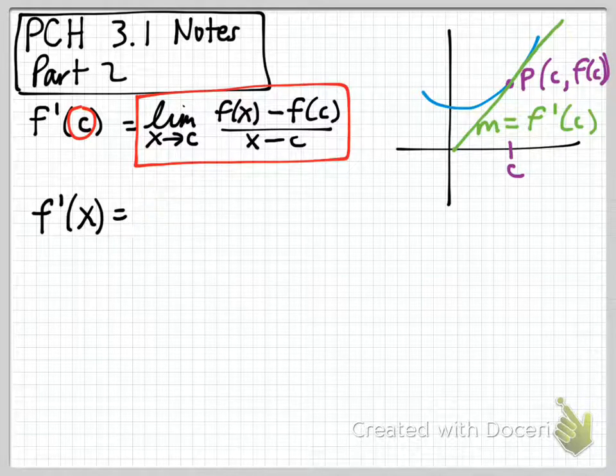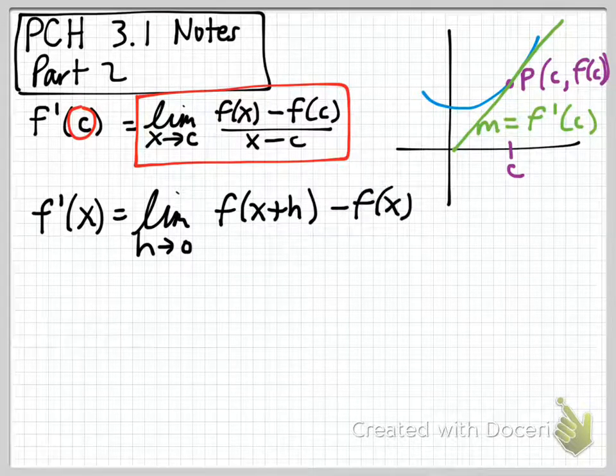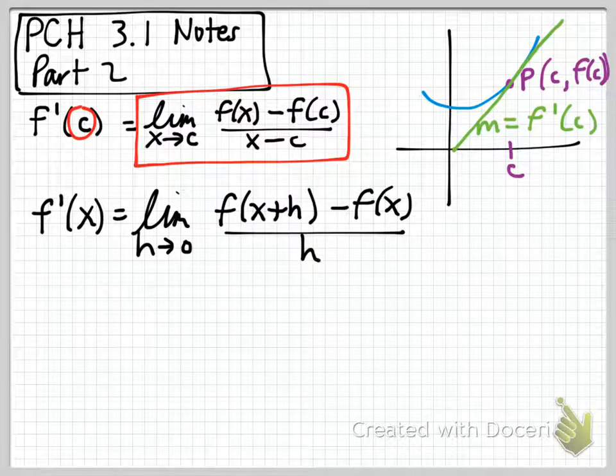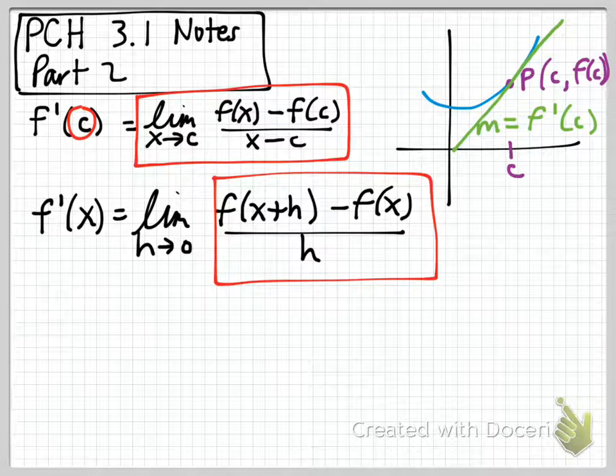So the limit as h goes to 0 of f of x plus h minus f of x all over h. And you've seen this before also. It's also a difference quotient. You've worked with that before, and now this allows us, once we find the derivative, to just go ahead and plug in certain values of x.